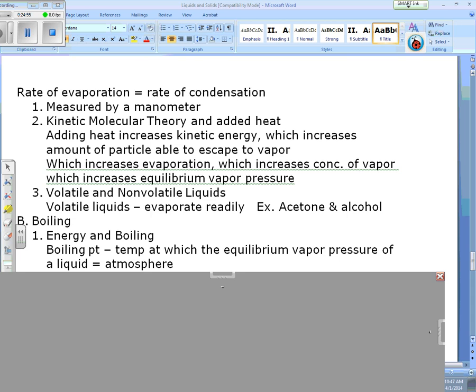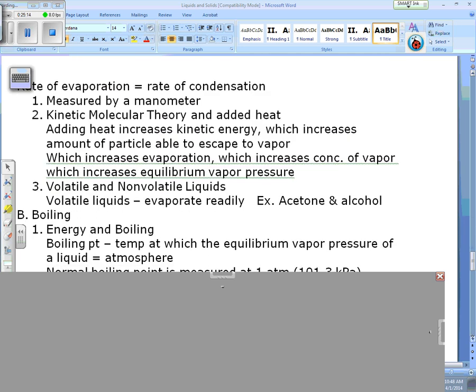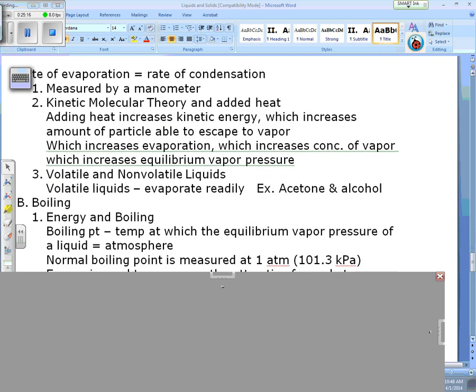Now, when we talk about normal boiling point, and we're going to look at a graph or a chart tomorrow, and they'll ask types of questions like, what is the normal boiling point? So you have to know what that means when they say normal. Normal boiling point is measured at standard pressure, which is 1 atmosphere, or 101.3 kilopascals, or 760 millimeters mercury. So if they say normal, you're looking at standard pressure.